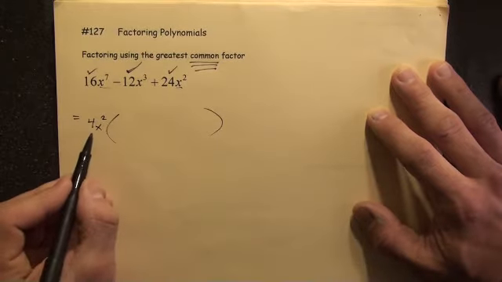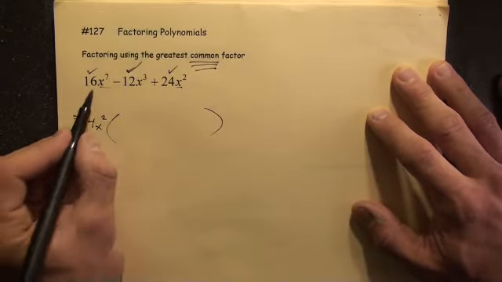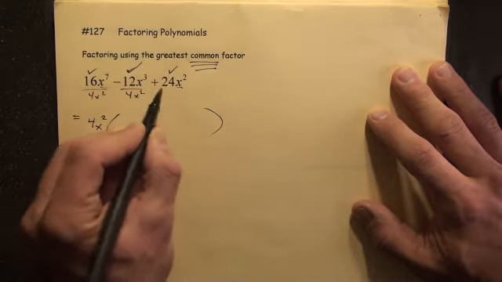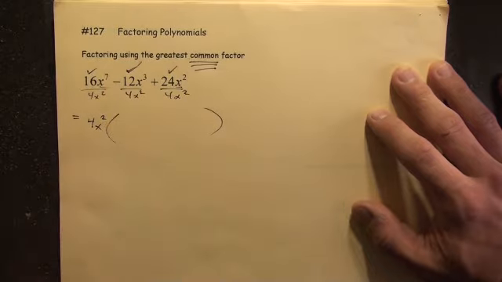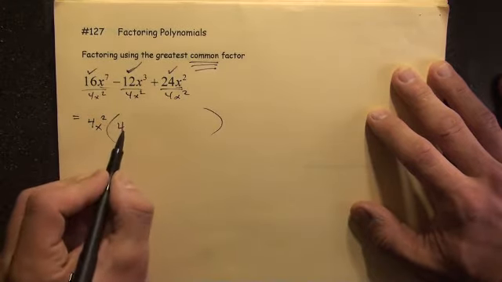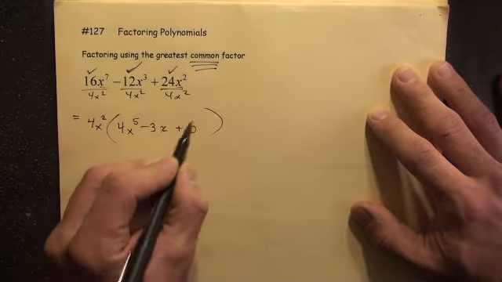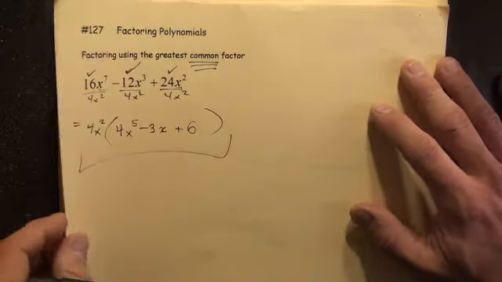Once we've decided that 4x squared is the greatest common factor, we then go ahead and divide by that greatest common factor. What are you left with? 4x to the 5th minus 3x plus 6, and bam, you're done. Okay, let's move on to the next one.